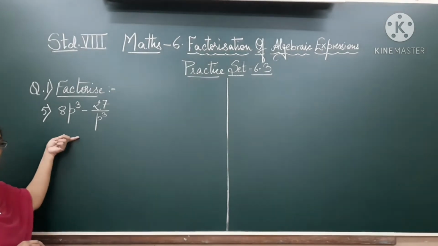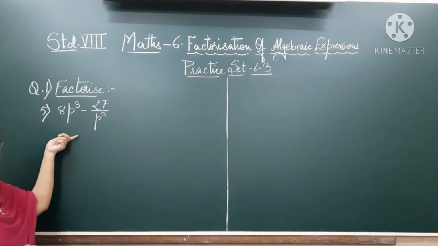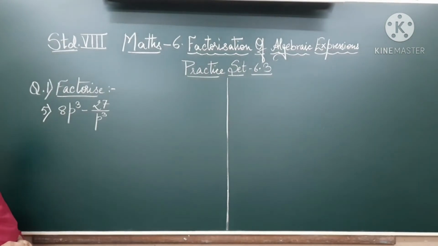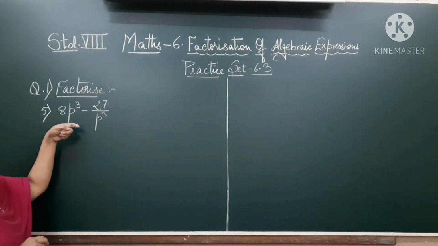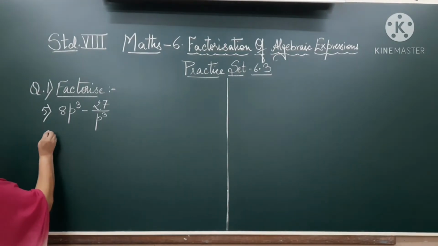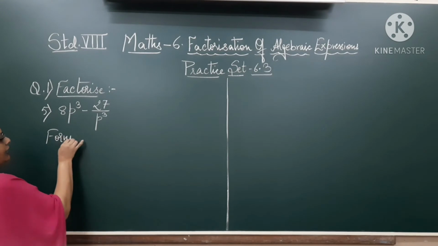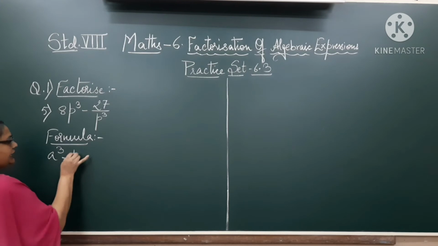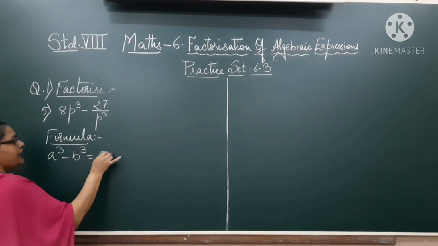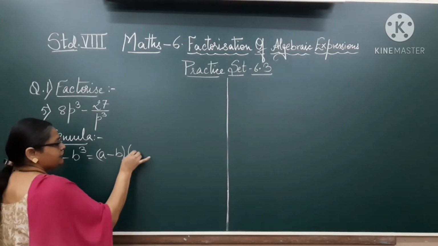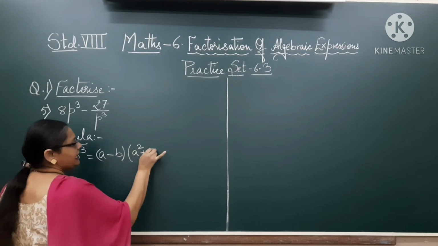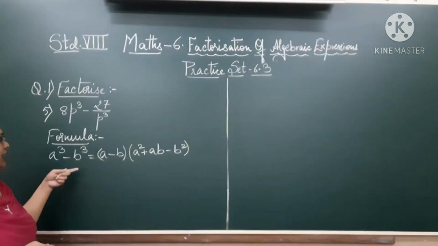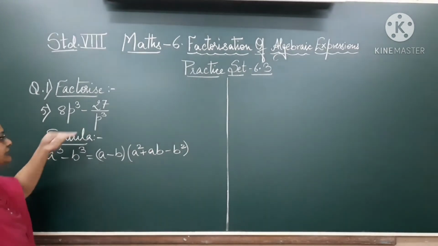we already know the factors of the expression a cube minus b cube, and let us use that formula to factorize the given expression. So as we know the formula, a cube minus b cube is equal to (a minus b) into (a squared plus ab plus b squared). Now using this formula, let us factorize the given expression.